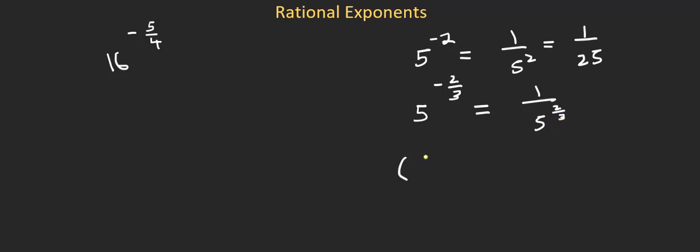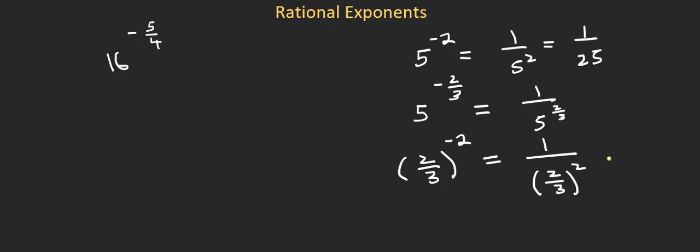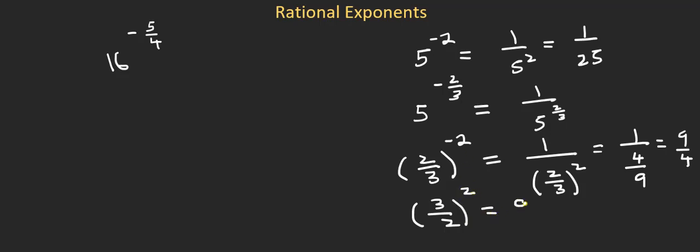What if you have a fraction? Let's say you have 2 over 3 to the negative 2. That's the same thing as 1 over the quantity 2 over 3 to the power of 2, which is going to be 1 over 4 over 9, which is 9 over 4. Well, the shortcut is, if you have a fraction inside the parentheses, what you could do is take the reciprocal and then change the exponent to positive. So you'll get 9 over 4. Notice you have the same answers.